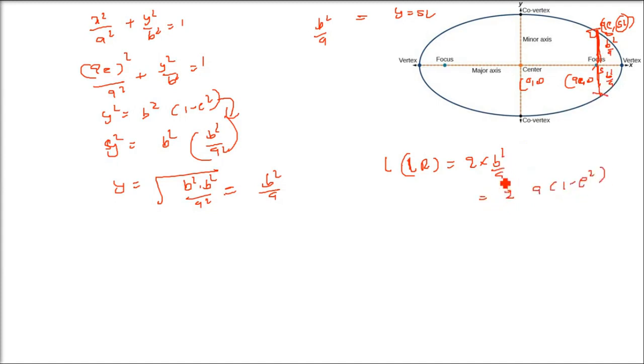You can always write this, you know that b square can be written as a square into 1 minus e square. So you can write b square as a square 1 minus e square. One a will cancel. So 2a 1 minus e square.